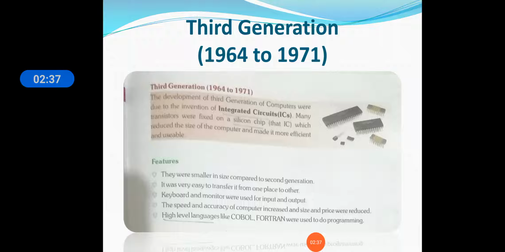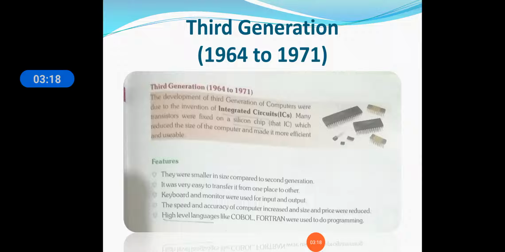Now we are moving ahead with the third generation of computers. What did the third generation of computers look like? Here the invention of the IC was introduced, that is, integrated circuits. Many transistors were fixed in a silicon chip, which reduced the size of the computer and made it more efficient and usable. With the invention of the integrated circuit, many transistors were fitted inside a CPU.